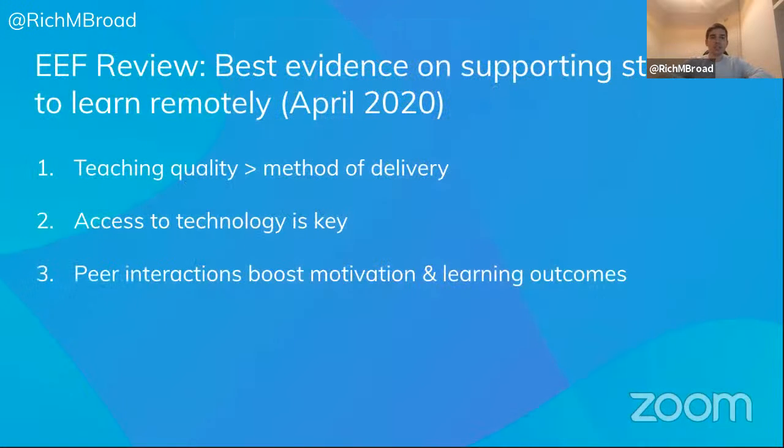Now, the third recommendation talks about peer interactions, and they say that's really important because it not only boosts motivation, but also it's been shown to improve learning outcomes. This is across multiple reviews. They highlight the importance of peer interaction during remote learning. The strategies explored in the review were peer marking and feedback, sharing models of good work, and also opportunities for live discussion of content.